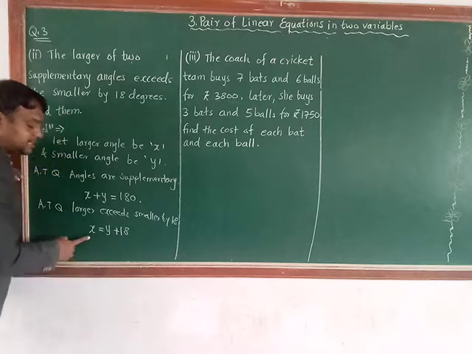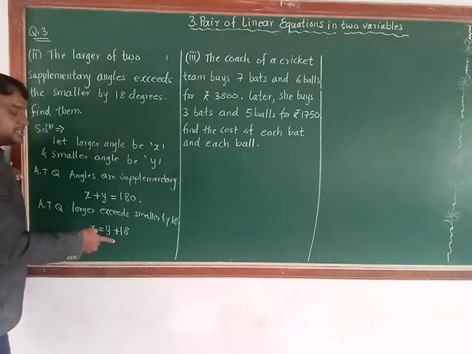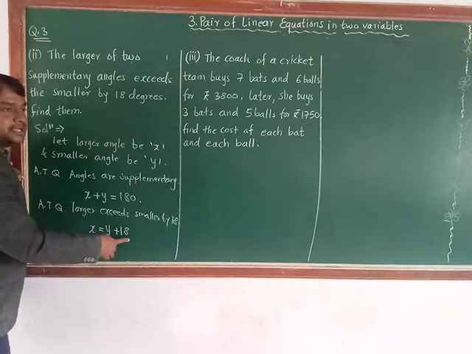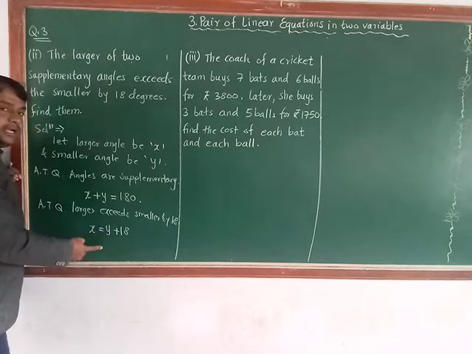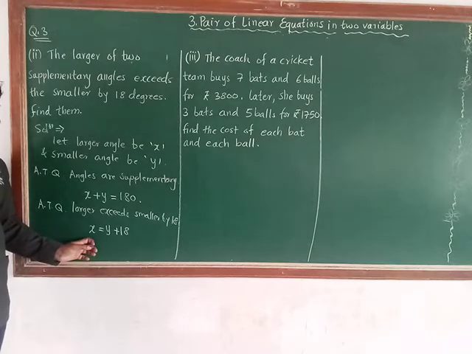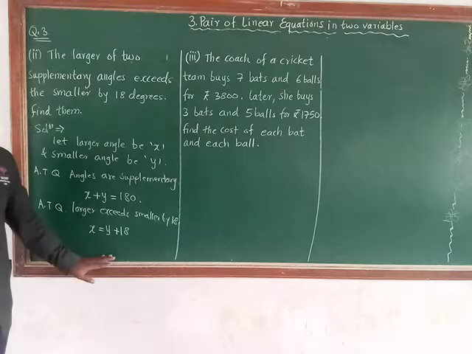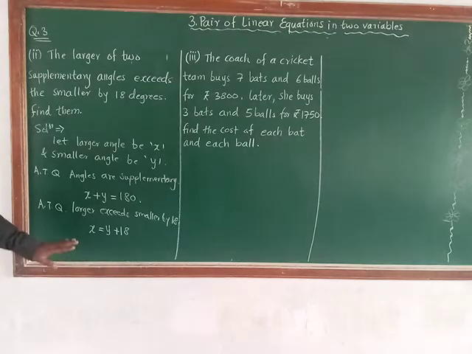That means the larger angle exceeds the smaller. Whenever we add 18 to the smaller angle, we get the value of the bigger angle, that is the larger angle. So x equal to y plus 18 is our second equation. So here we get our second equation.